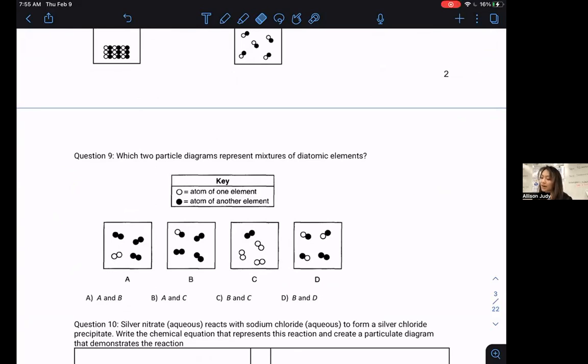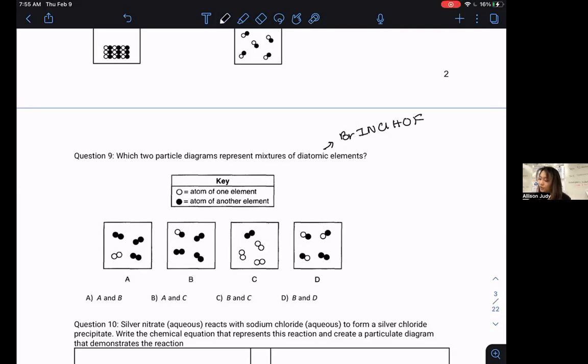So right here for question 9, we have: which two particles represent the mixture of diatomic elements? So a diatomic element is, of course, your Brinkelhoff elements. And we know that they are always paired together. So it's Br2, I2, N2, Cl2, H2, O2, and F2. When you think they're alone in a neutral state, they're always actually with another atom of themselves.